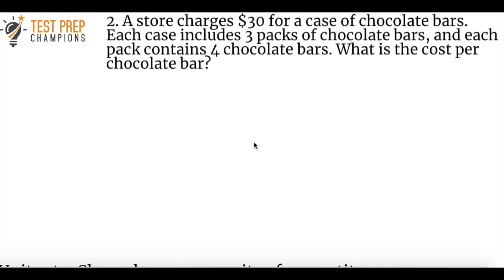Each case includes 3 packs of chocolate bars, and each pack contains 4 chocolate bars. What is the cost per chocolate bar? So pause the video and try this out. Okay, so hopefully you had a chance to try this.